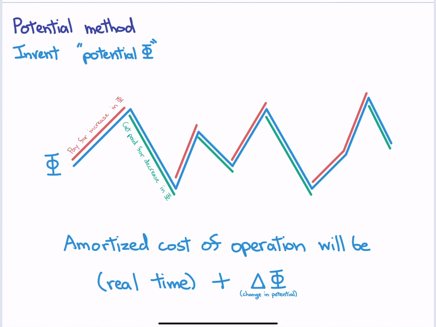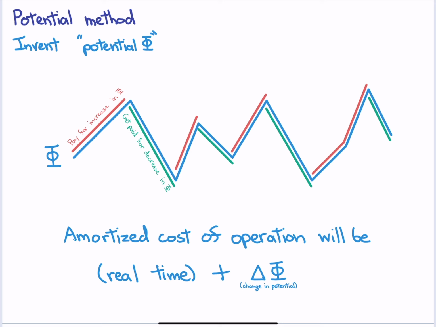Let me talk about the other approach, the potential method. This is inspired by physics. If you're really high off the ground, then you have some potential energy from when you fall and you crash and you hurt yourself.